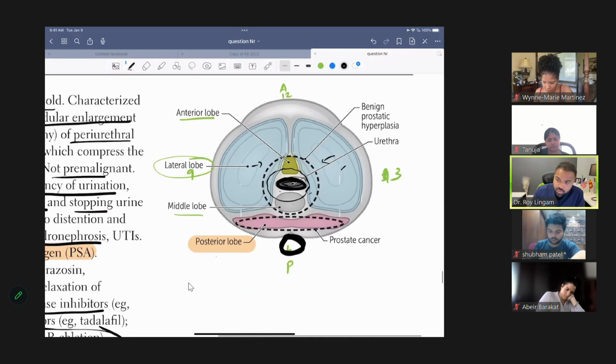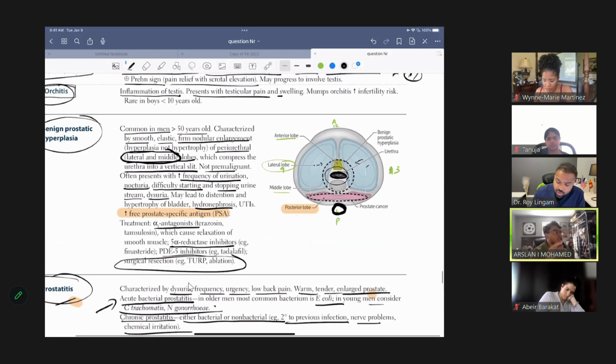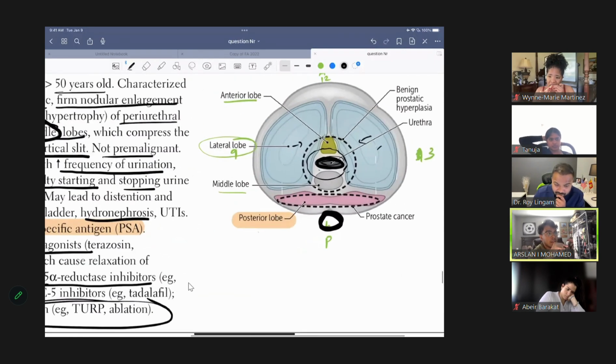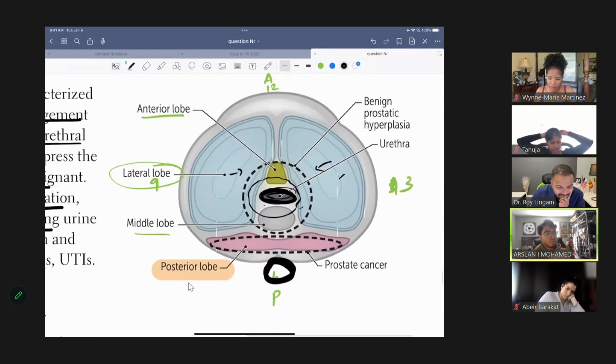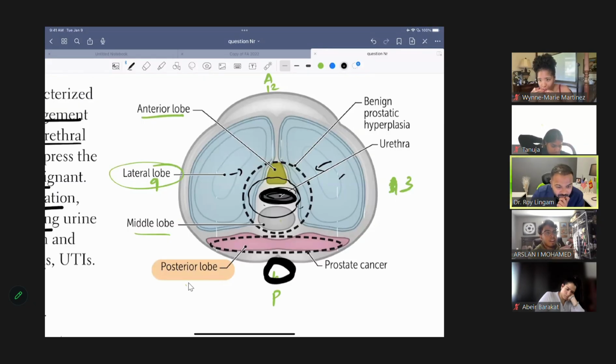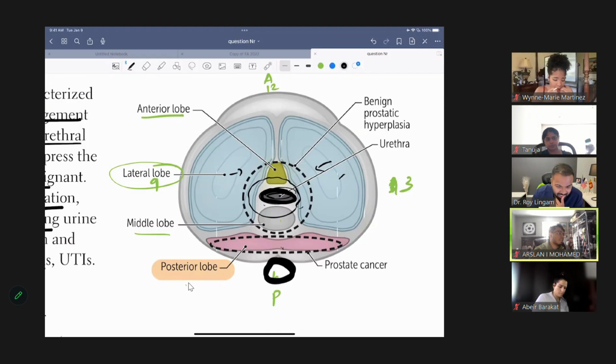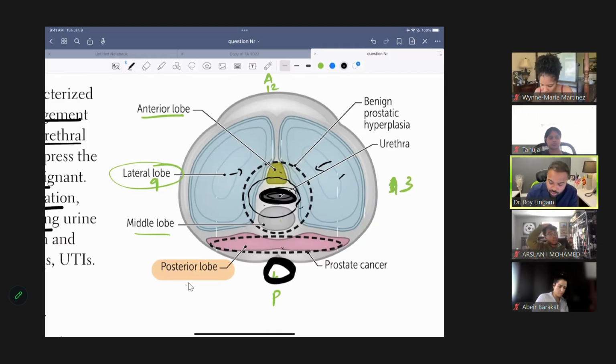Now, that's BPH. Dr. Roy, I had a question. I had to observe a TURP one time, and I was wondering, why do they go through the urethra and not through the rectum? If you go through the rectum, you are getting into the posterior lobe. There is no way to go there. So if you want to get into the lateral lobe, any of those things, you have to go through the urethra.